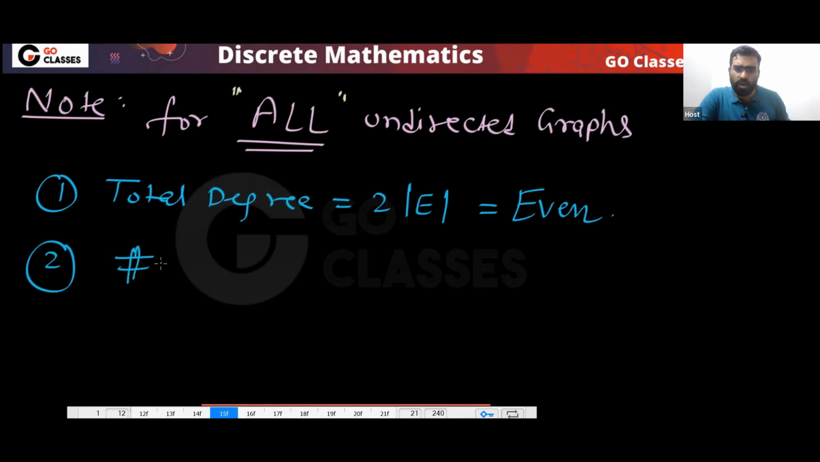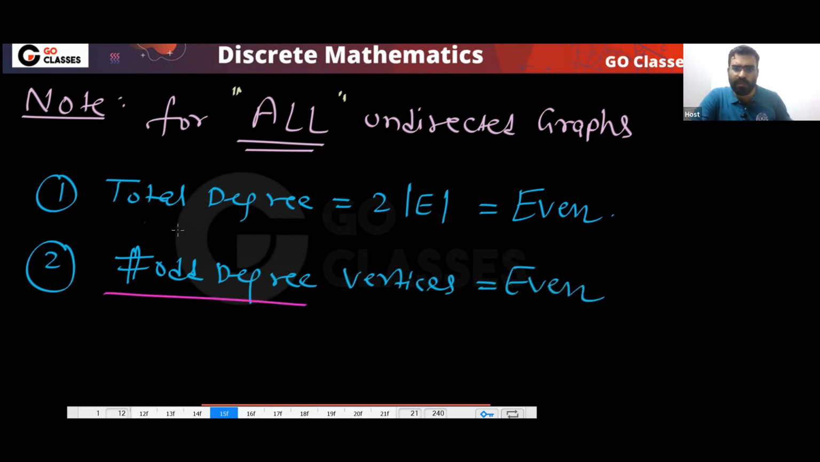Okay, number of odd degree vertices. The number of odd degree vertices should always be even. So this is the idea: these things will always happen, for all graphs. For every undirected graph, the total degree is equal to twice the number of edges.